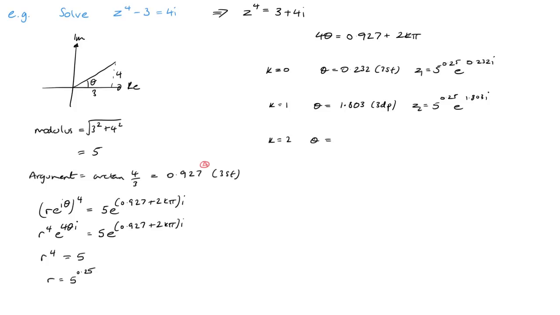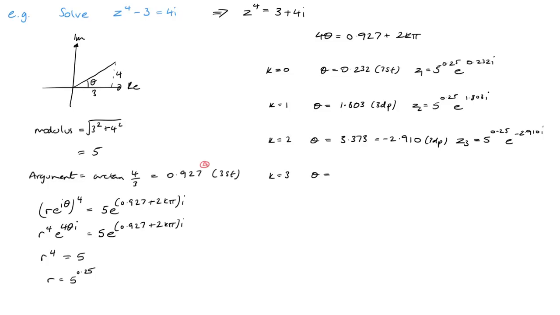So now we've got 0.927 plus 4 pi. So that's 13 point something. Divide by 4 and we get 3.373. Now this is bigger than pi, isn't it? Because pi is 3.141 and so on. So for this one now, I need to take away 2 pi. So this is therefore minus 2.910, again to 3 decimal places. So z3 is 5 to the 0.25 e to the minus 2.910i. So I've done 3 solutions, or 3 roots.